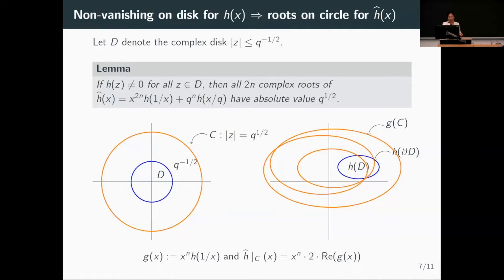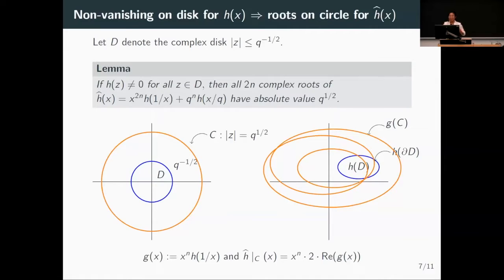And so if I define this polynomial g of x, which is x to the n times h of 1 over x, and evaluate on the orange circle, which is the circle with radius square root of q, then its winding number is n, coming from the x to the n, right? Because h of 1 over x evaluated on the orange circle does not vanish. So g of x, on this curve C, has exactly winding number n.